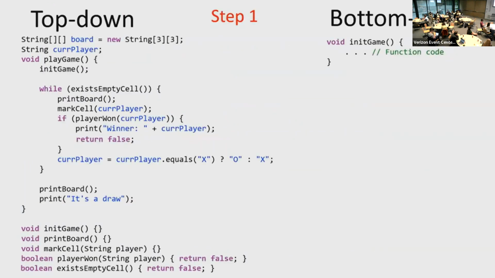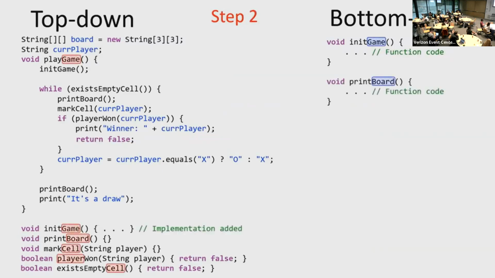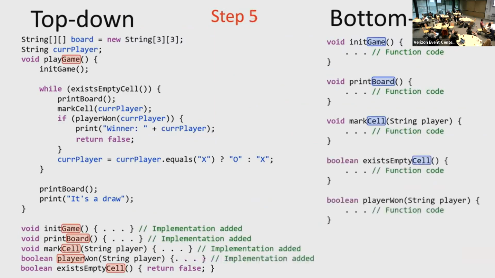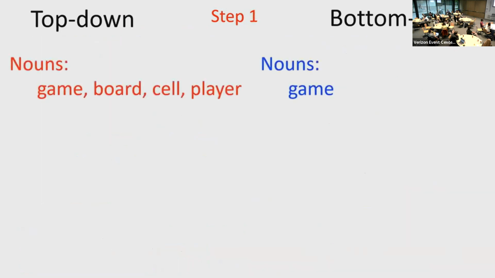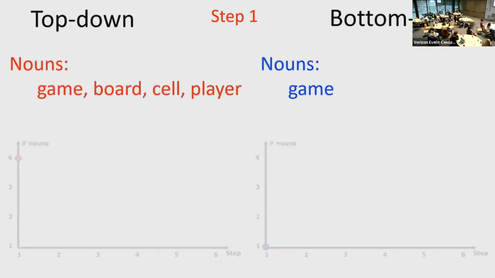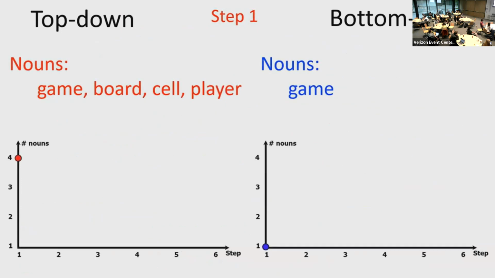Let's focus on the function names and specifically the nouns in those names. Why nouns? In object-oriented programming, entities are often referred to as nouns and actions that determine their behavior as verbs. Function names systematically couple these verbs to the entity associated with the action. Let's count them in every step. In the first step, there are 4 distinct nouns for the top-down and only one for the bottom-up approach. We do the same for the remaining steps.